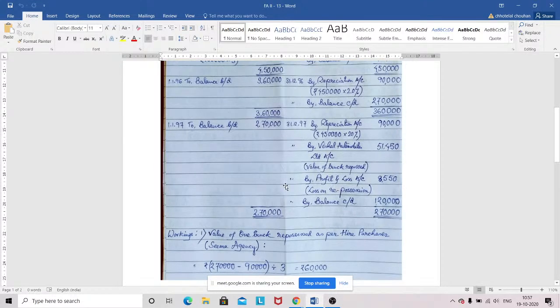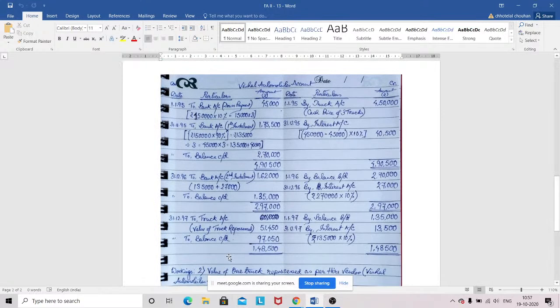Now charge the loss to the profit and loss account. Loss on repossession you have already calculated, 8,550. So what will be the balance c/d? The balance c/d will be 1,20,000, and here the balance c/d is 97,050. Okay, now what about that particular balance c/d?